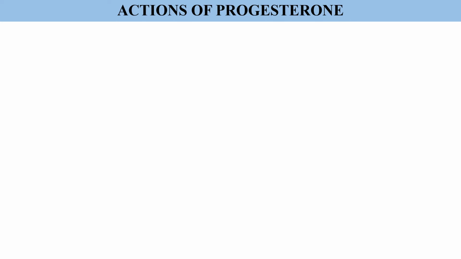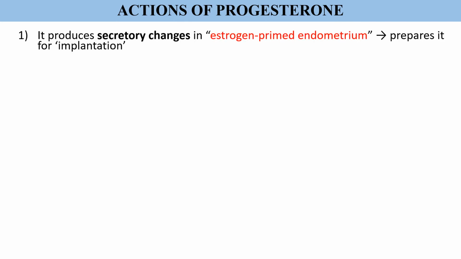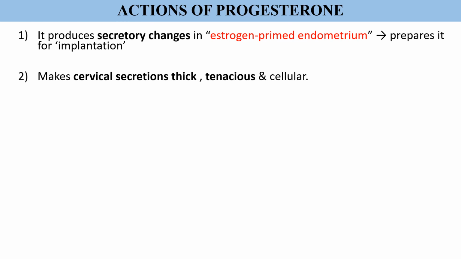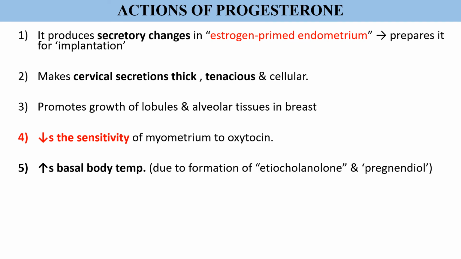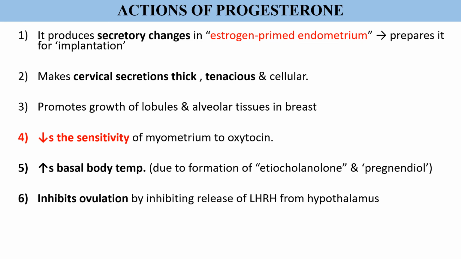Like estrogen, progesterone also has many important functions. Progesterone is responsible for the secretory phase of the endometrial cycle and prepares the endometrium to receive the zygote for implantation. It makes the cervical secretions thick and viscid. It causes lobular and alveolar growth of the breasts. It decreases the sensitivity of the myometrium to oxytocin and thus decreases uterine motility. It increases the basal body temperature due to its thermogenic effect.